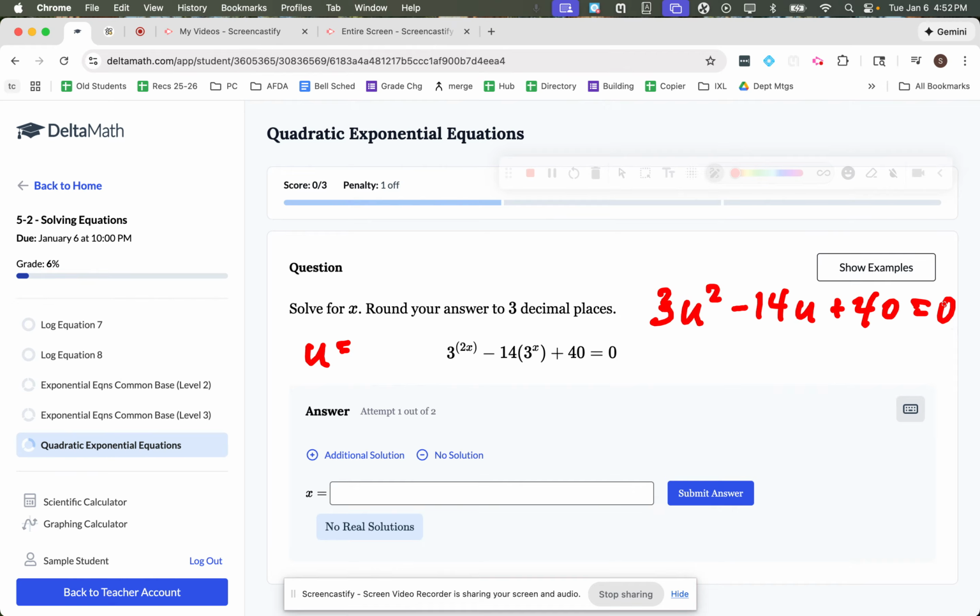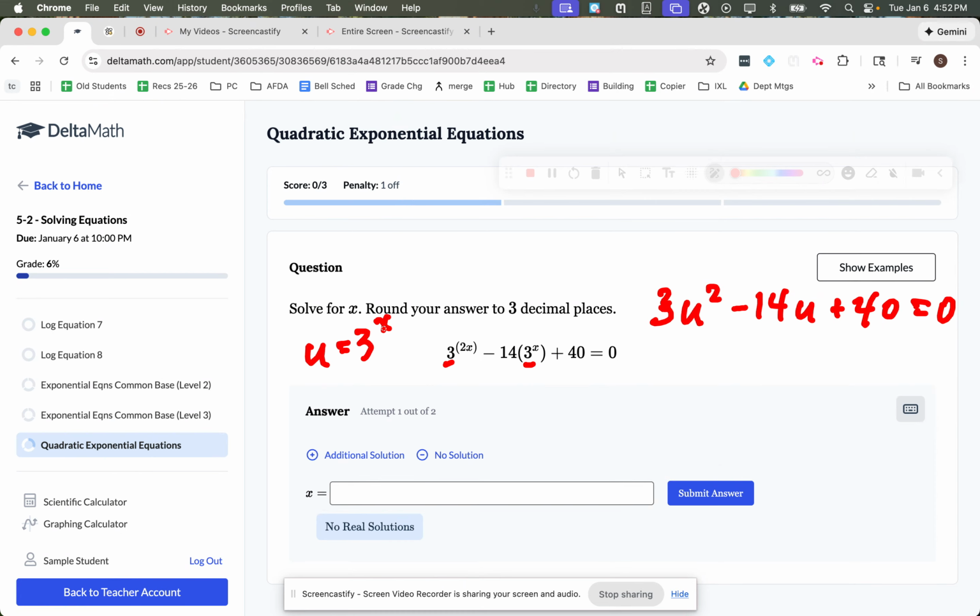But where did the x go? The x is an exponent. And what you're going to look for when you construct this u is that they both have the same base. And the x is an exponent on that base. So u is 3 to the x. Okay? U is 3 to the x.